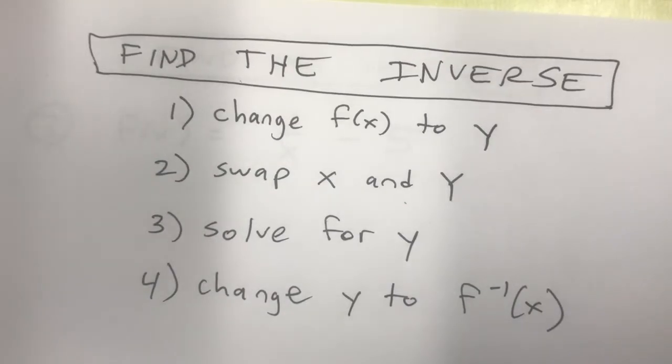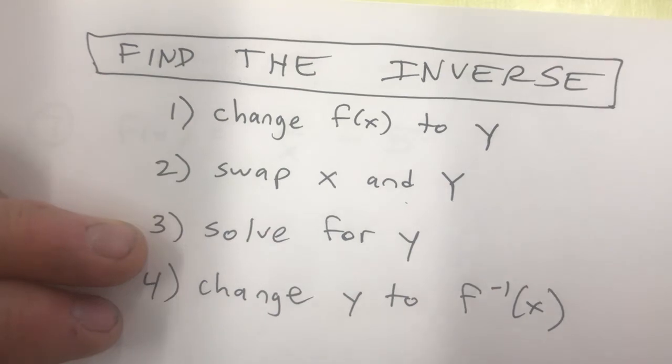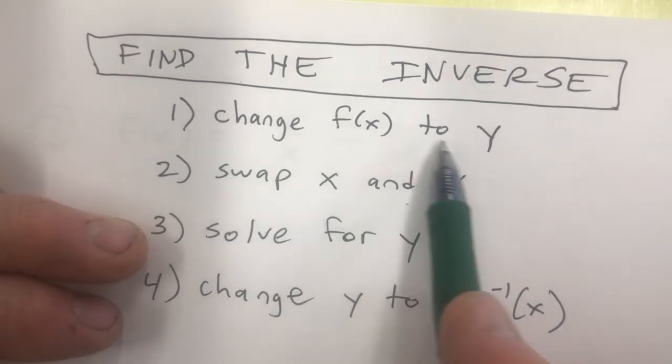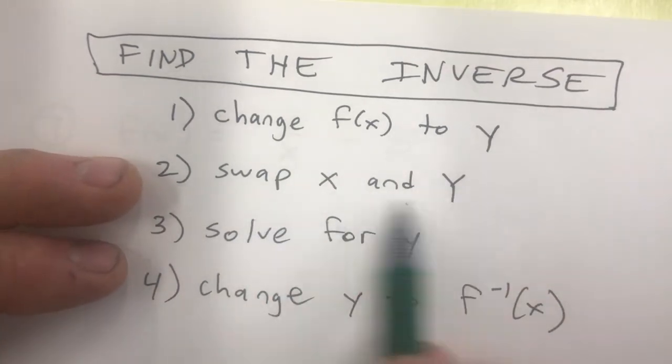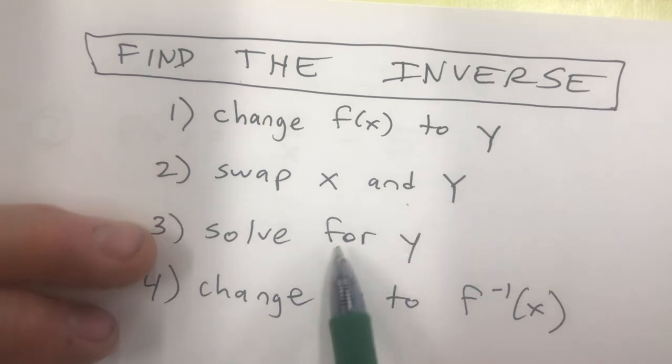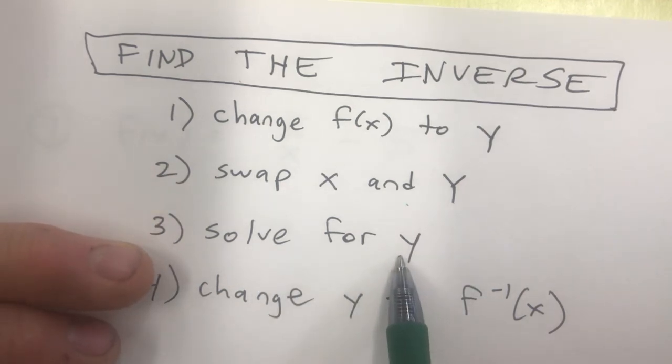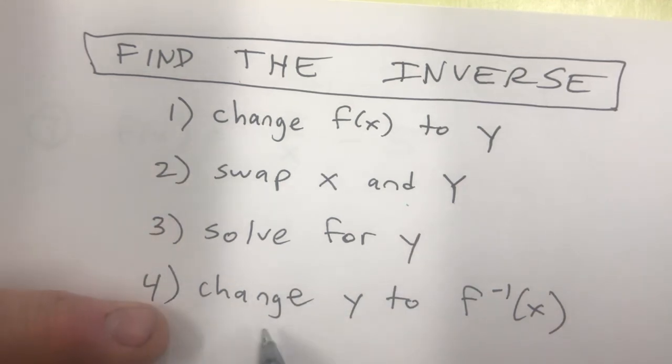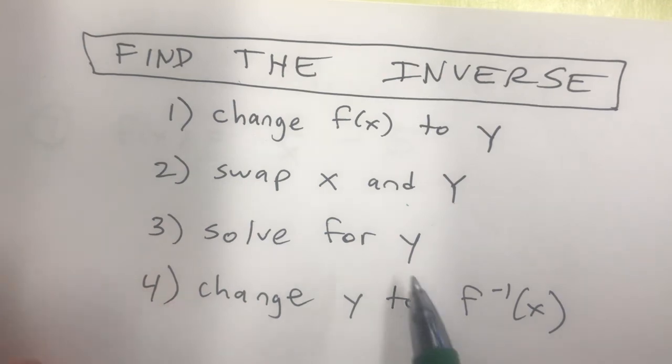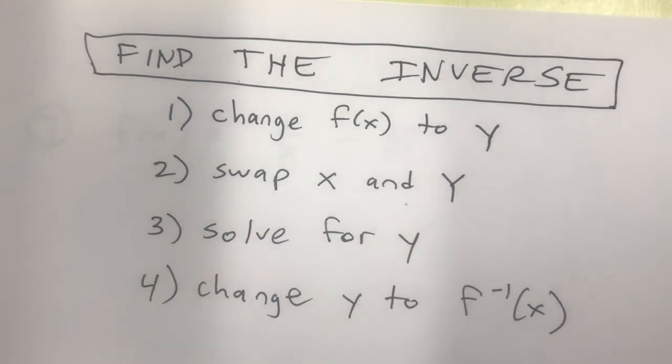All right, now find the inverse. Suppose you have a function and you want to find what the inverse of that function is. These are the 4 steps we use. You first change f of x to y, then you swap x and y. Then step 3, you solve for y. And then step 4, you change y to f inverse of x. Now it seems like a whole lot here, but it's really not that complicated.